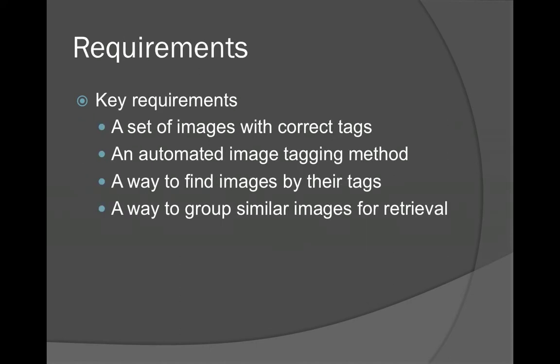The requirements for our project are fairly straightforward. Firstly, we must have a set of images, probably a subset of the British Library dataset, with correct known tags. This can be done manually and will be used as the basis of an automatic image tagging method, our second main requirement. Using the tags, it must then be possible to find individual images according to their tags, as well as being able to group together images with similar tags to enable their retrieval.